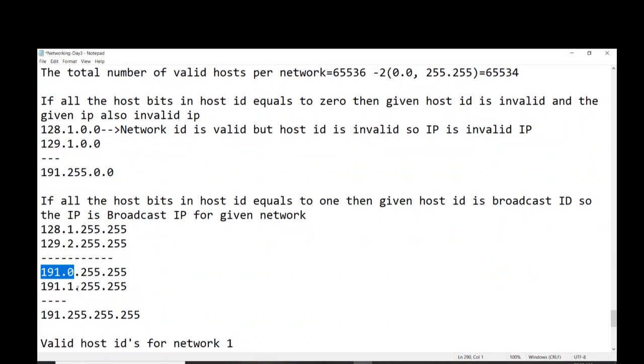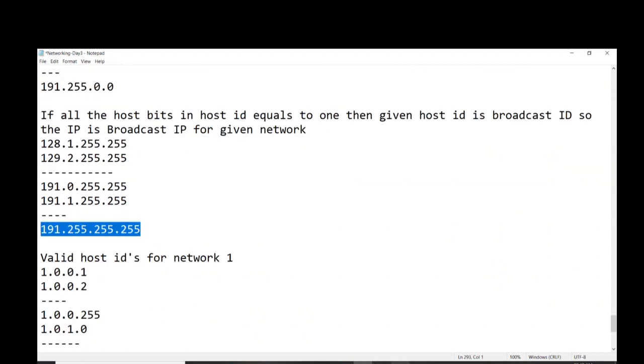What is the network ID here for this IP? 191.1. And for this one, what is the network ID? 191.255. What is the host ID? 255.255. Is it valid, broadcast or invalid? It's a broadcast. The entire given IP you can call a broadcast IP address.